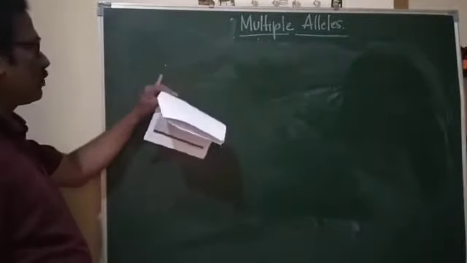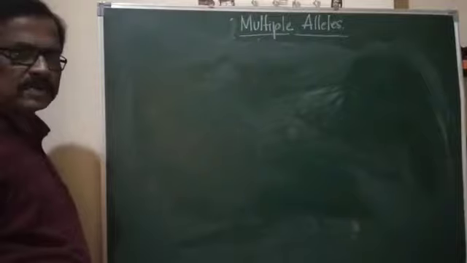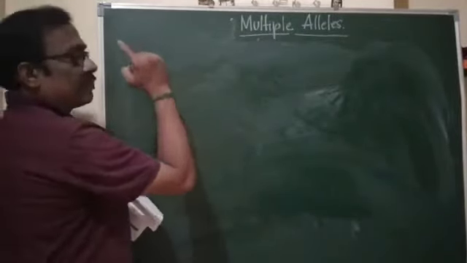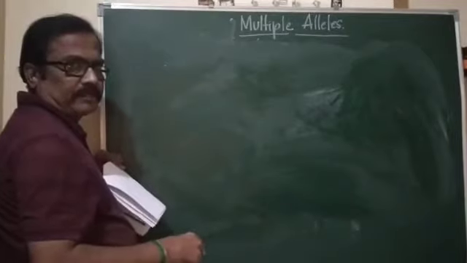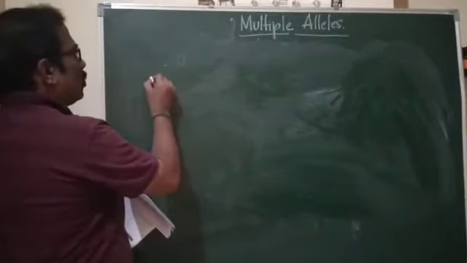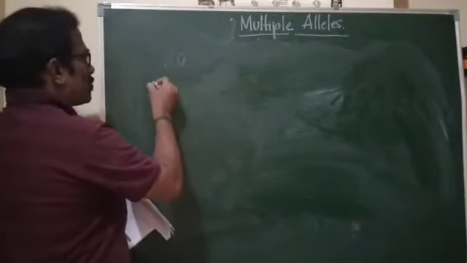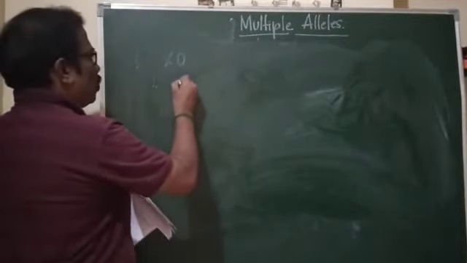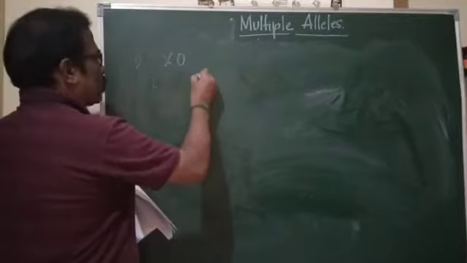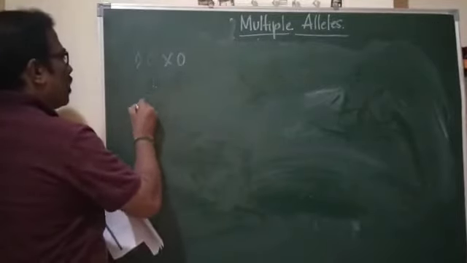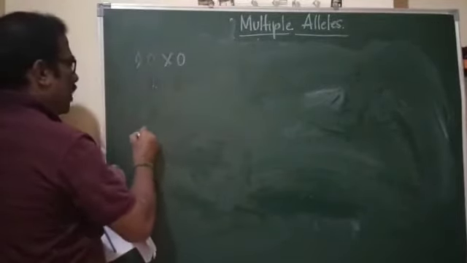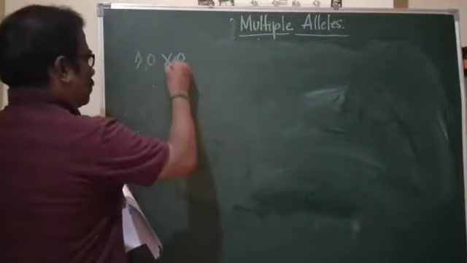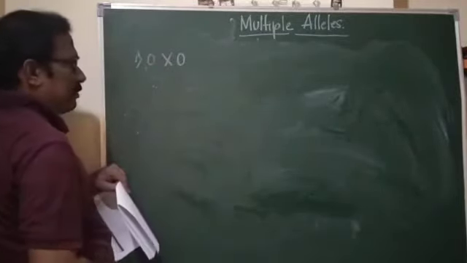One of the parents' blood group is O, another parent's blood group is also O. So first you're going to take their genotypes. O is always homozygous: I raised to O, I raised to O, I raised to O, I raised to O. Just in the form of a checkerboard, place them as male and female gametes.